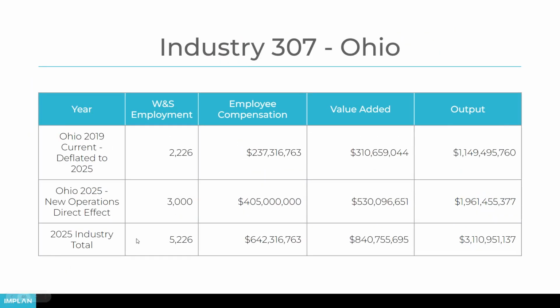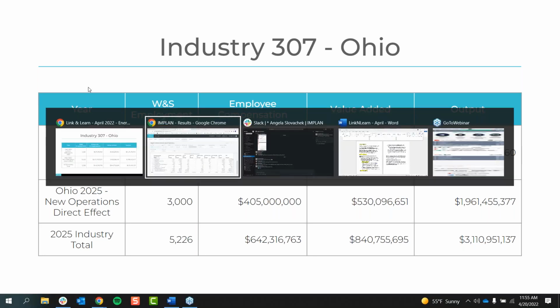So now coming back to thinking about our economic indicators, this first row here in this table is going to be those 2019 Ohio State data points deflated to the 2025 dollar year. So all else equal, this would be how that industry would look in the state of Ohio in 2025 without our new industry production. So to get to these values, I utilized the deflator data in IMPLAN's data library.